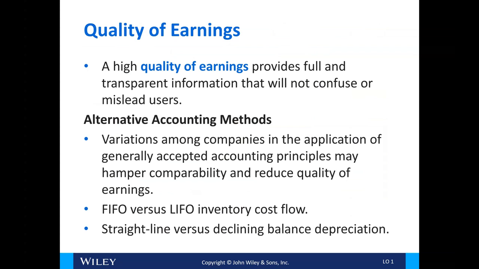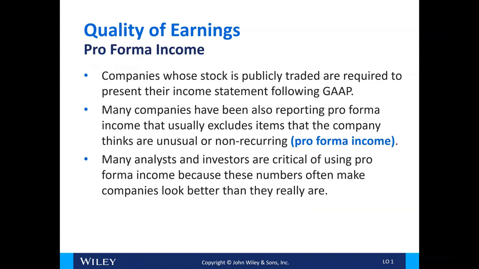A high quality of earnings provides full and transparent information that will not confuse or mislead users. Variations among companies in the application of generally accepted accounting principles, GAAP, may hamper comparability and reduce quality of earnings. So if one company does their inventory differently than your company, you may not really be able to compare that, especially if it's a situation of rising inflation.